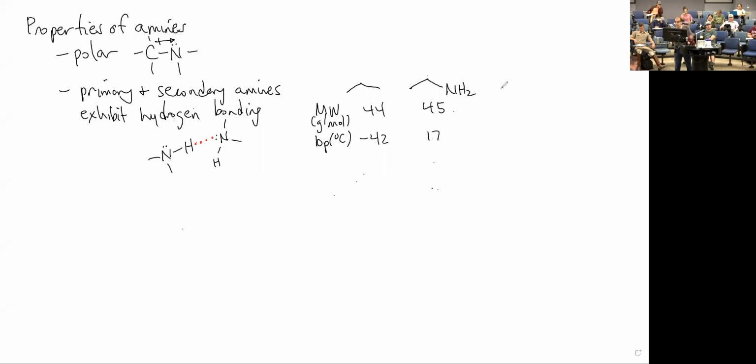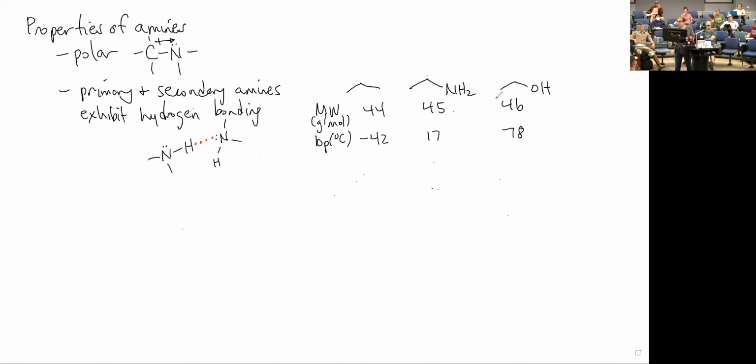If we were to compare both of these to ethanol, CH3CH2OH, that will now have a molecular weight of 46 grams per mole. So it's again in the same area. A 1 gram per mole difference is not going to cause anything dramatic in terms of the properties, I don't expect. The boiling point of ethanol is 78 degrees C. So again, we've gone up about 60 degrees. And this is showing that both of these molecules exhibit a fair bit of hydrogen bonding.